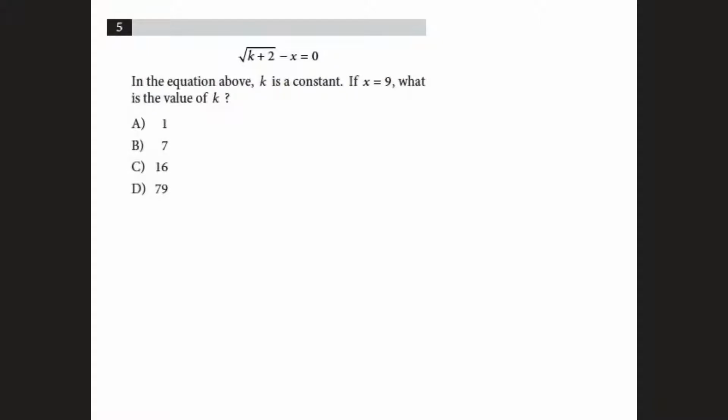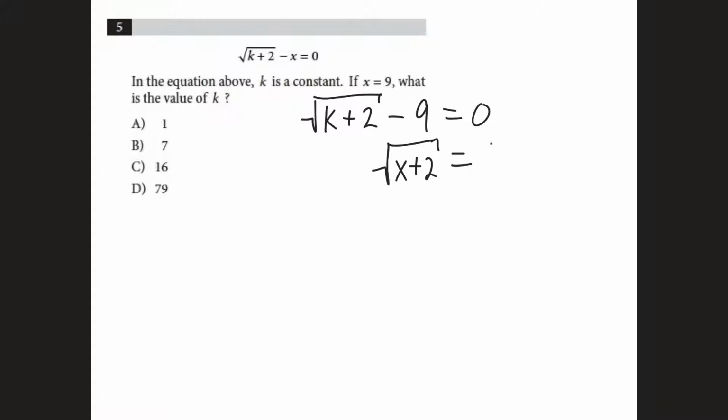The equation above, k is a constant. If x equals 9, what is the value of k? Okay, so we're just going to be plugging in some values here and then solving the equation. We have square root of k plus 2, and x is 9, so minus 9 equals 0. Okay, I'm going to add 9 to both sides and get square root of x plus 2 equals 9.